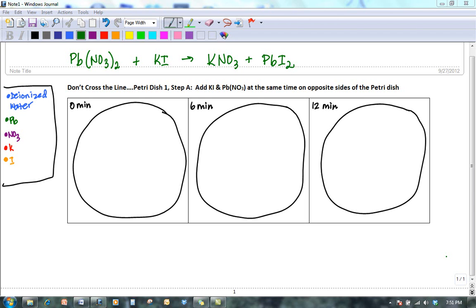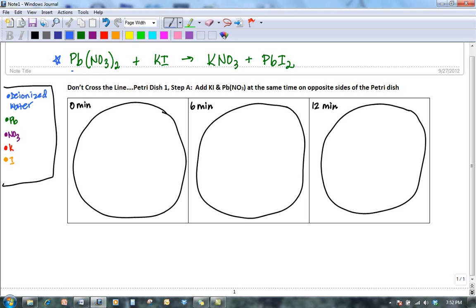Hello chemistry students. This is a video to demonstrate how to draw the microstructures for what you saw in the Petri dishes in the Don't Cross the Line lab. Now remember that a microstructure is just a drawing that represents what's happening with the molecules in a chemical reaction. And the reaction that took place in our Petri dish is listed up here at the top of our screen.